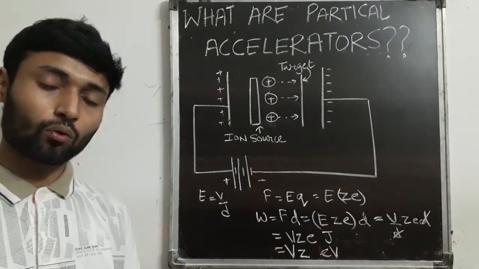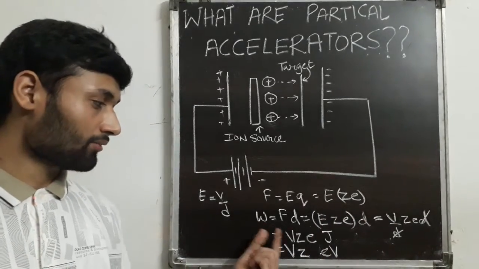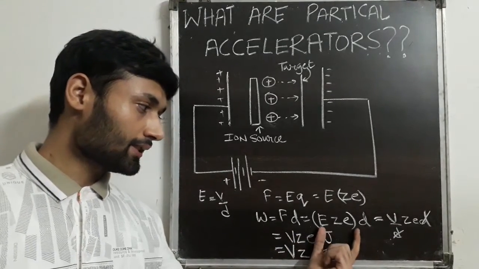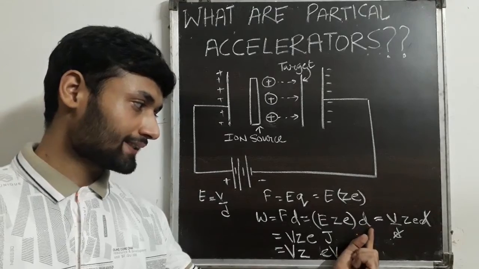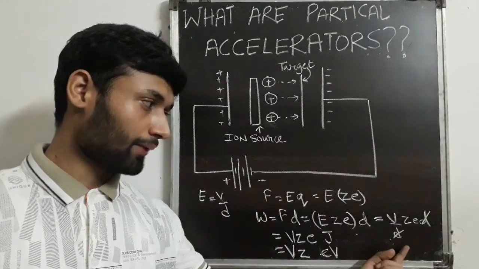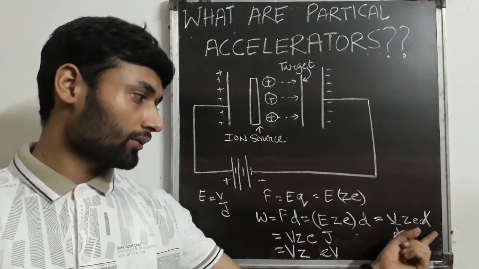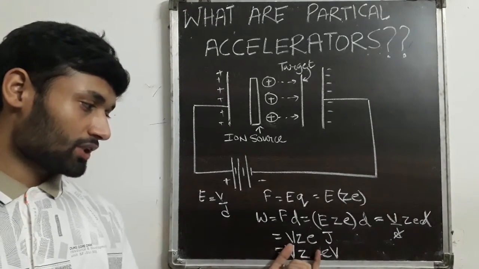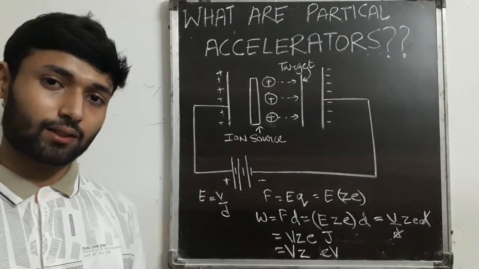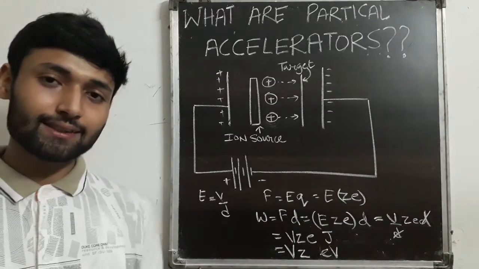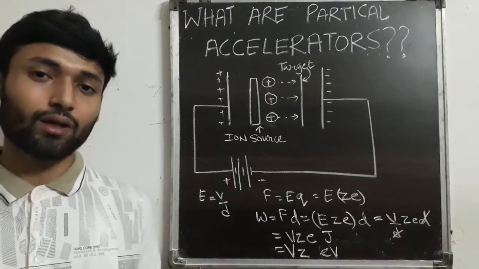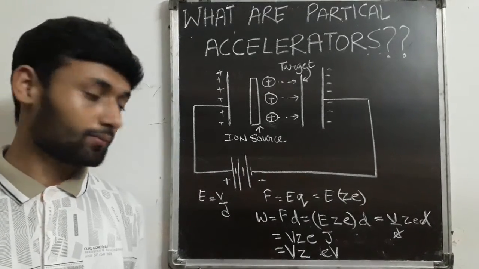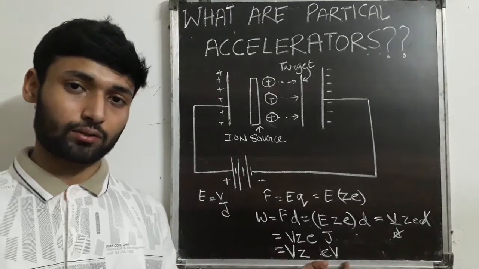So work done on the particle is given by force times displacement, which is equal to the force, E Z e, times the distance. Here the electric field is given by V by d, so Z e times d. After solving, we will get V Z e. This is the energy gained by the charged particle in joule. If you want this energy in electron volt, you have to divide the energy by the electronic charge. So the result becomes V Z electron volt.